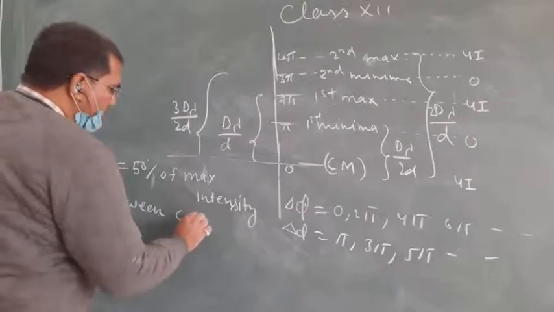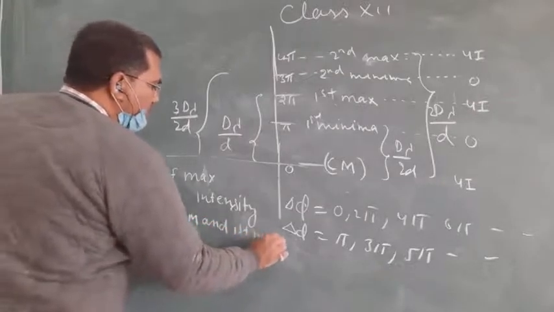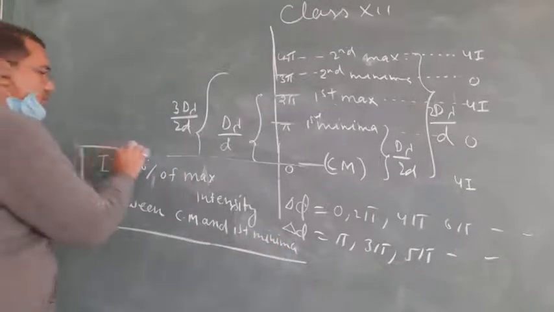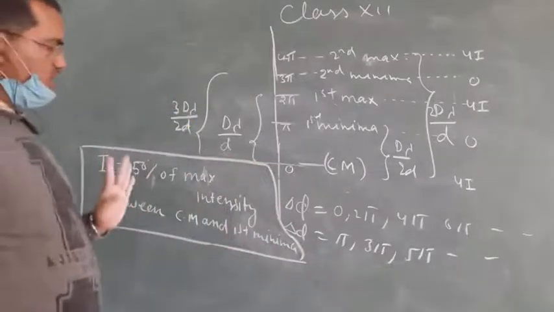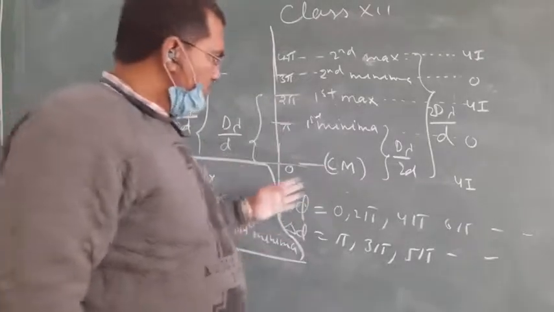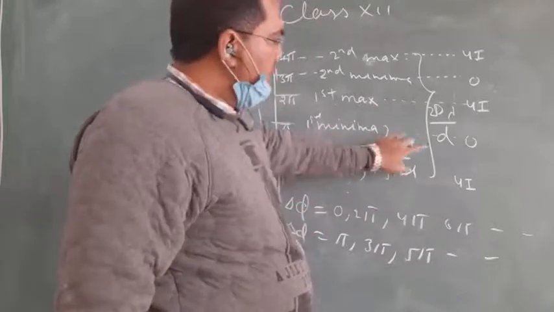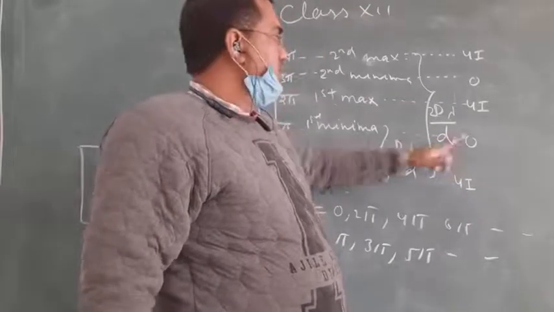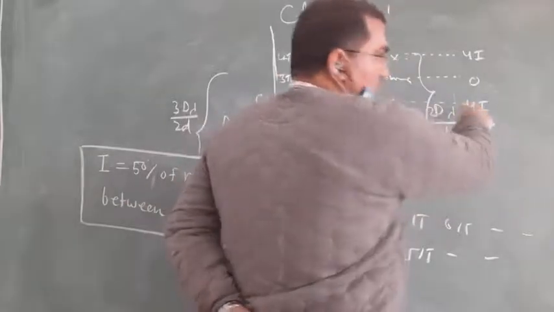Between central maxima and first minimum. So how many solutions are there for an intensity of 50% of maximum intensity? Actually there are infinite solutions, because you can see here from central maxima to first minimum, 50% comes, 4i to 0, in between 2i will come. Similarly from first minima to first secondary maxima, 0 to 4i, 2i still comes.